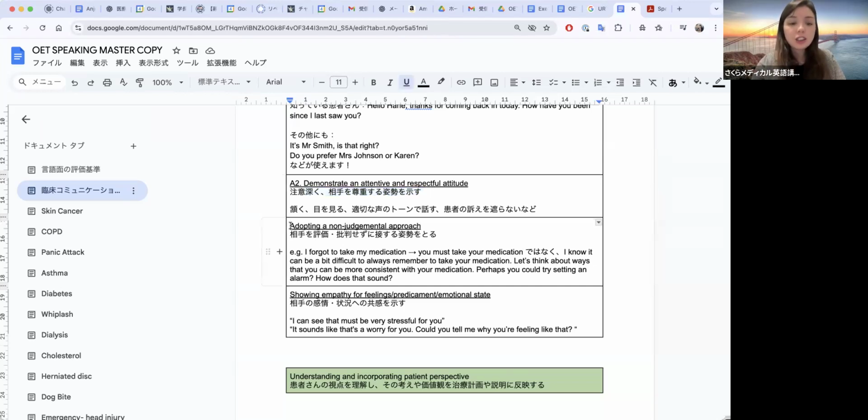A3, adopting a non-judgmental approach. So for example, if you have an alcoholic patient, you're not going to say, so I know you're an alcoholic. That's probably not the best way to start the case. Or if the patient says, oh, I always forget to take my medication, you're not going to say, you must take your medication. You're going to say, I know it can be a bit difficult to always remember to take your medication. Let's think about ways that you can be more consistent with your medication.